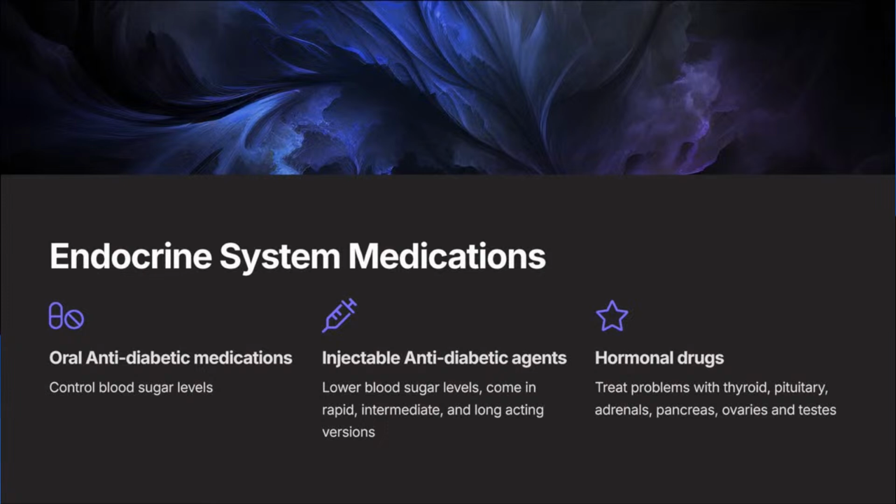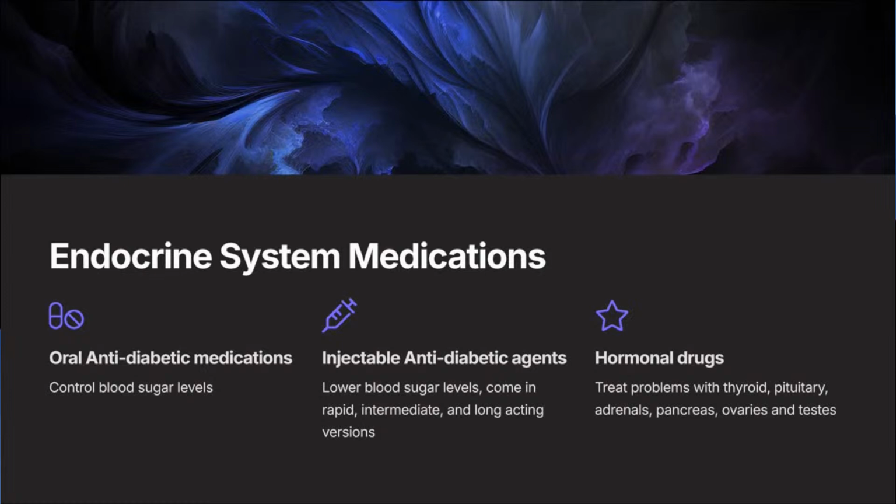So an injectable anti-diabetic agent also lowers blood sugar levels, and they come in different types. There's rapid acting insulin, intermediate acting insulin, and also long acting insulin. Again, that would not be your responsibility, but you would still be responsible for monitoring that patient before and after the nurse administered the insulin.